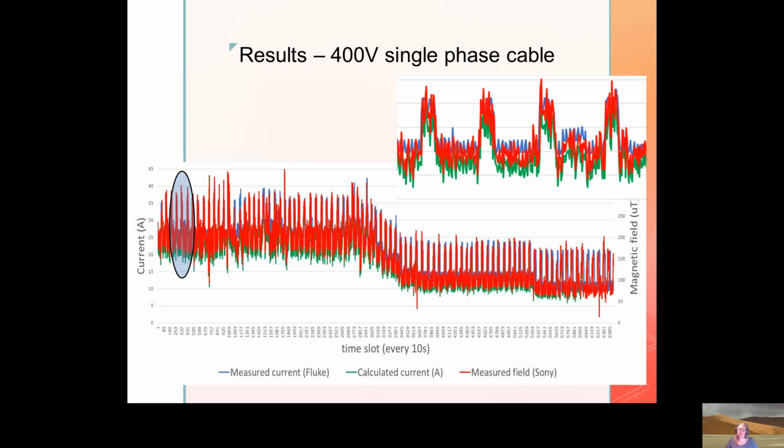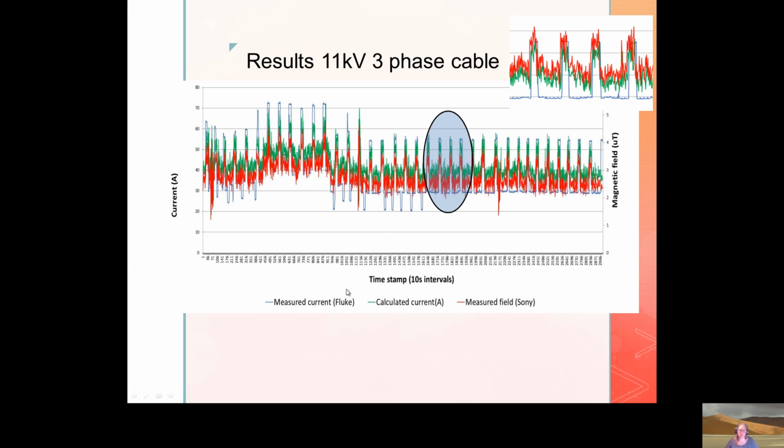This is the results for the single phase cable. So we have a Fluke power quality meter with a Rogowski coil on the blue phase, and this is shown in blue. And then we have our measured field using the Sony in microteslas with a scale on the right hand side, and the calculated current from B equals mu I over 2 pi r. And you can see that gives us fairly close results. And in particular, we have a compressor load, and we can easily detect when the compressor load is turning on and off.